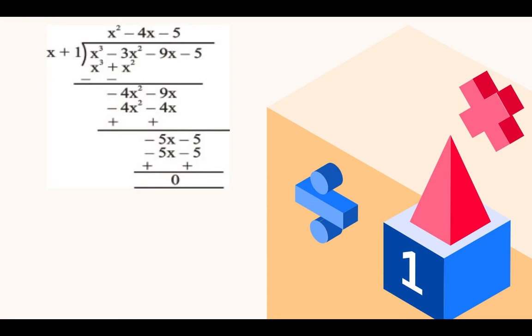I am getting the remainder 0. Why is the remainder 0? Because we know x plus 1 is a factor of the polynomial. If it were not a factor, we would have got a remainder. But since this is a factor, the remainder is 0. So I can write the polynomial as x plus 1 into x square minus 4x minus 5, where x plus 1 is my divisor and x square minus 4x minus 5 is my quotient. The remainder is 0, therefore no remainder is written.